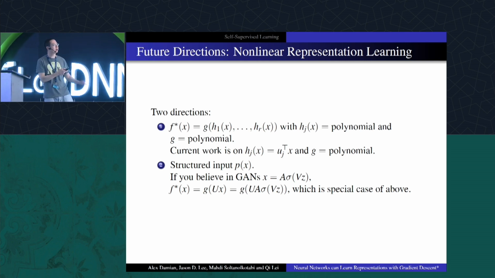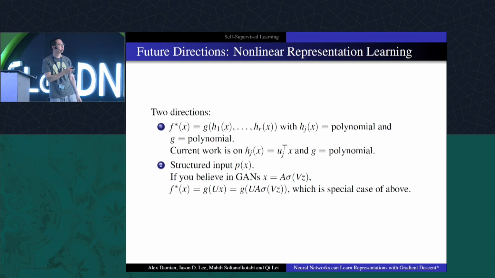So you can consider a special case where these h1 to hr are polynomial, and g itself is polynomial. The current setting is exactly when the h is linear. So the goal would be to learn this.